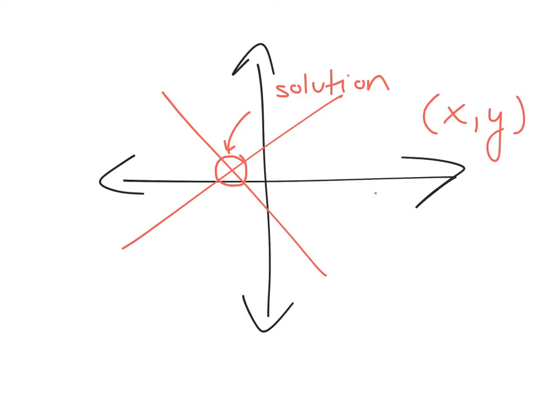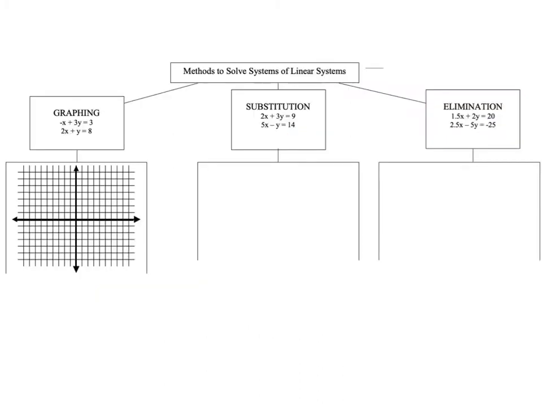Now it's possible you have some special cases where the lines are parallel and they have no point in common, or you have one line and a second line that falls directly on top of it, where there are infinitely many solutions in common. You learned three methods for solving a system back in Alg 1: graphing, substitution, or elimination. I'm going to review one of each, and let's start with graphing.